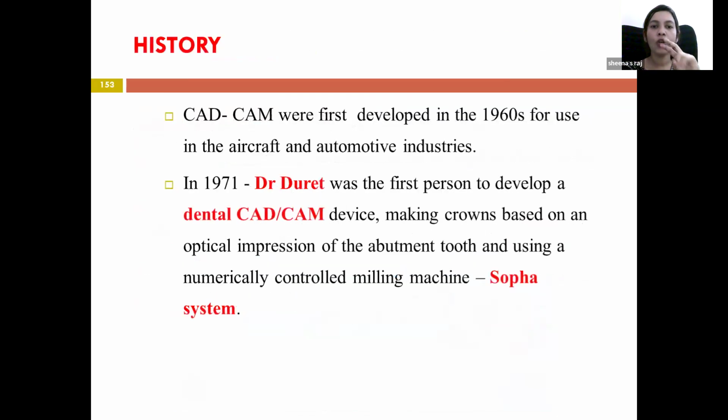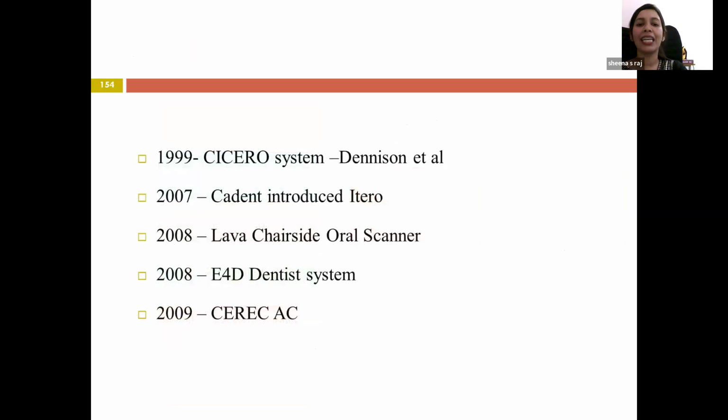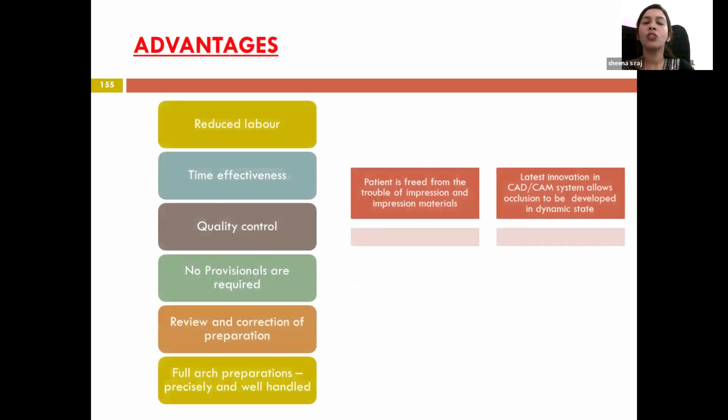Okay. You have to know the history. Duret was the person who developed the first dental CAD-CAM. Nowadays there are CEREC, Lava, chairside oral scanners. These are the most recent advancements. Why is this good? No infections are spread because there is no impression, and time is saved and quality is improved. These are the advantages.